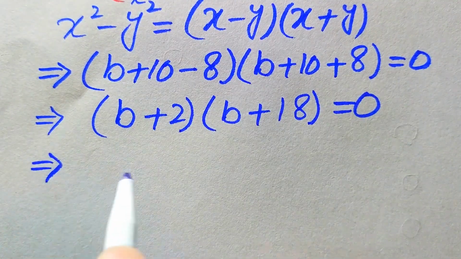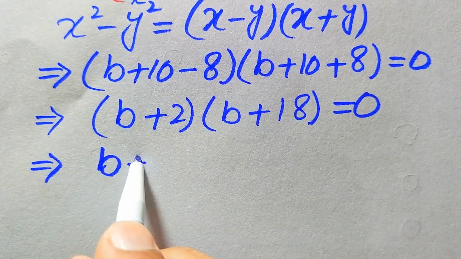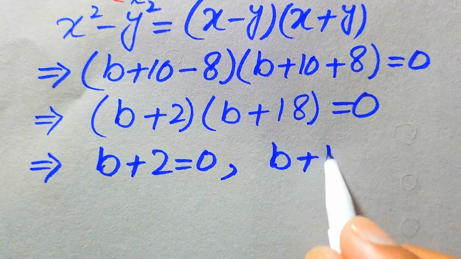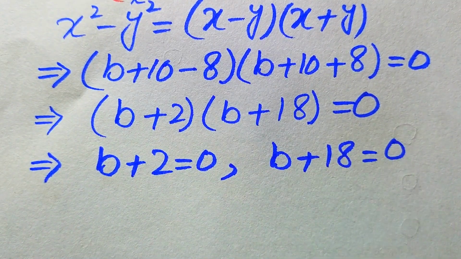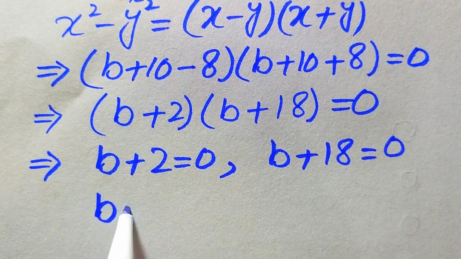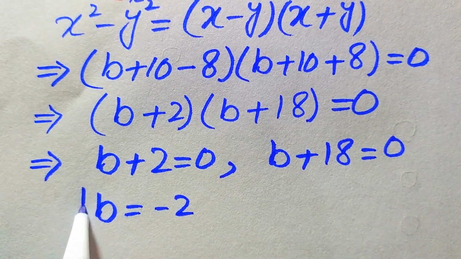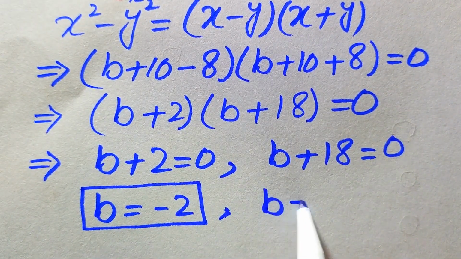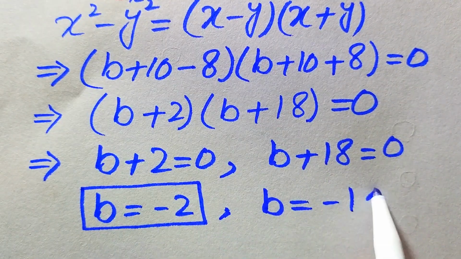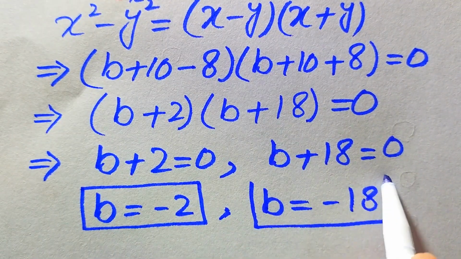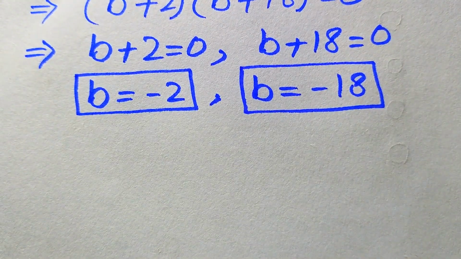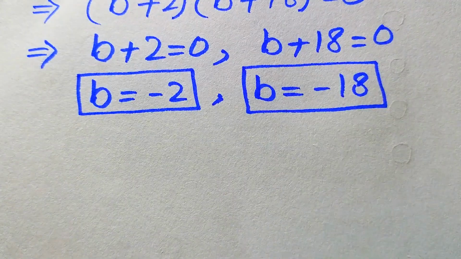Now we divide this equation into two cases. The first case is b + 2 = 0, and the second case is b + 18 = 0. From here we get the value of b = −2. This is the first real root of the given equation, and from the second we move plus 18 to the right hand side, and we get b = −18. This is the second root of the given equation, and you see that from the first method we get these two roots.